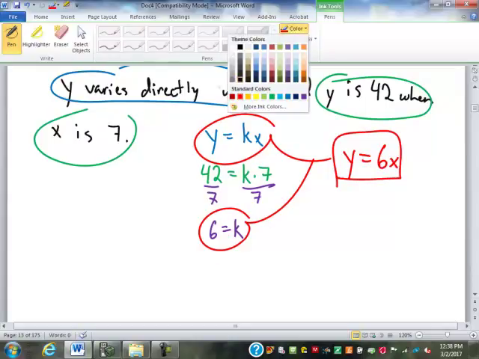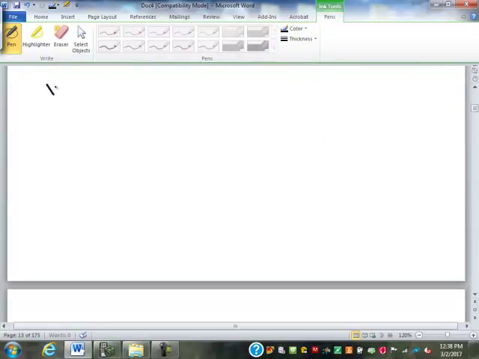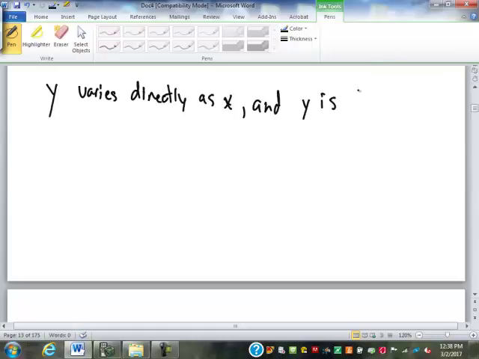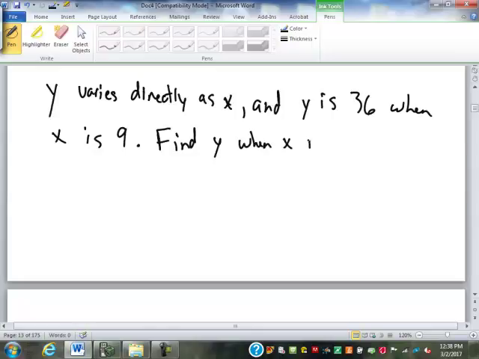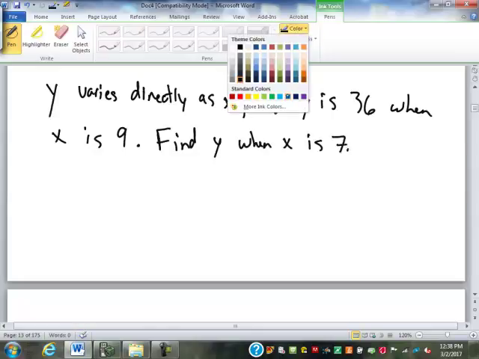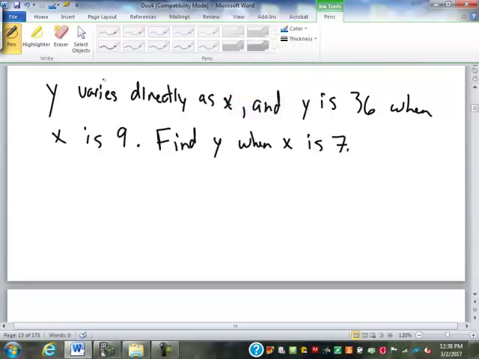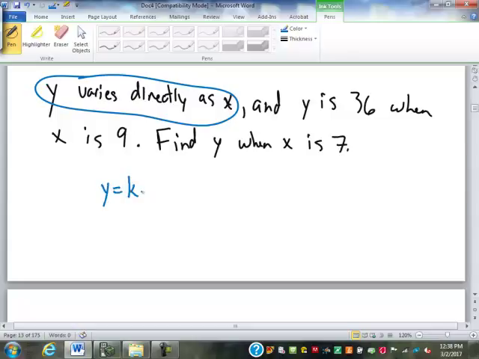And we can take that a step further. We can write y varies directly as x, and y is 36 when x is 9. Find y when x is 7. So now there's a third piece here, but the first two pieces look the same. Y varies directly with x. It means y equals kx.